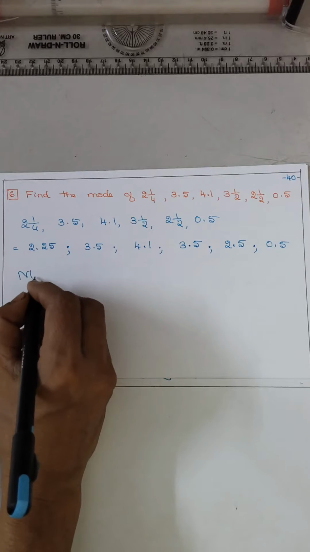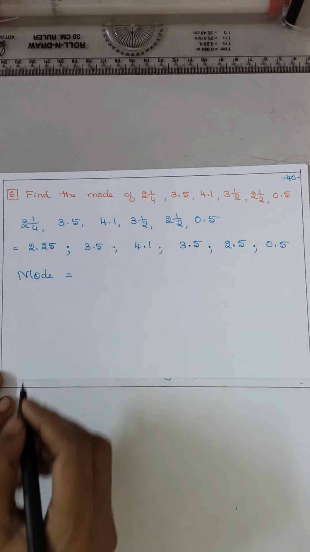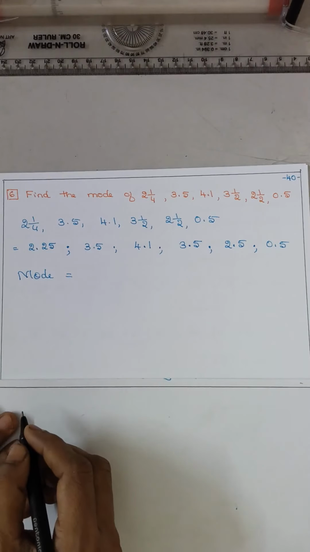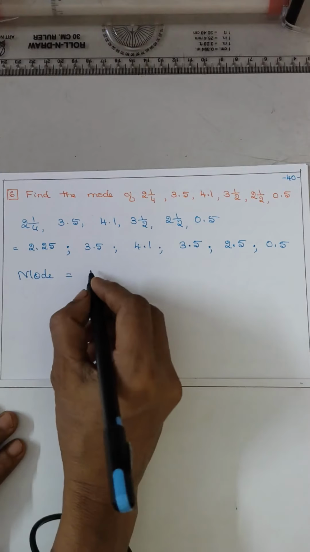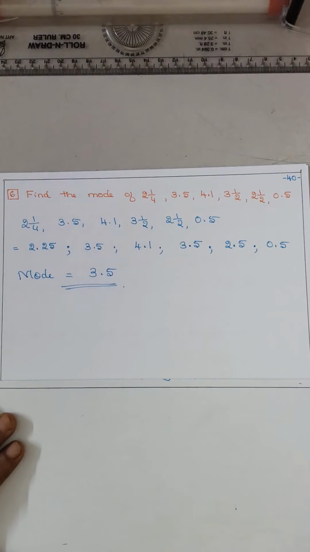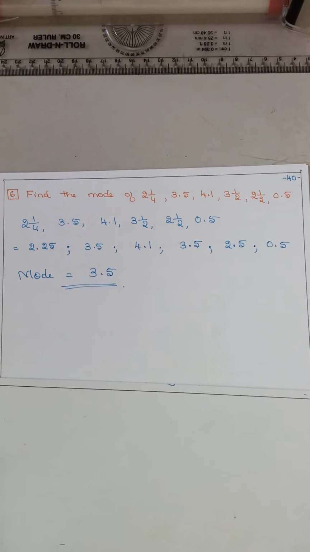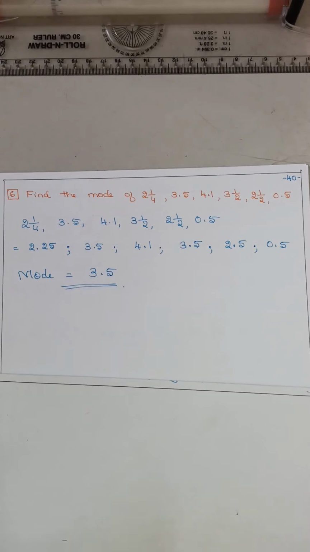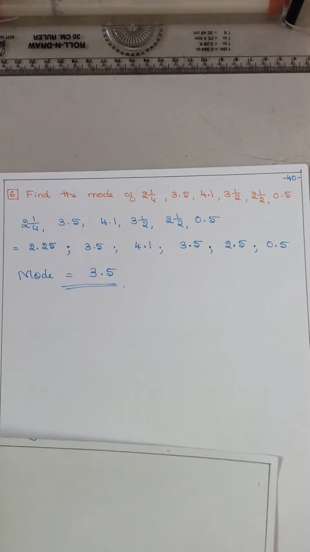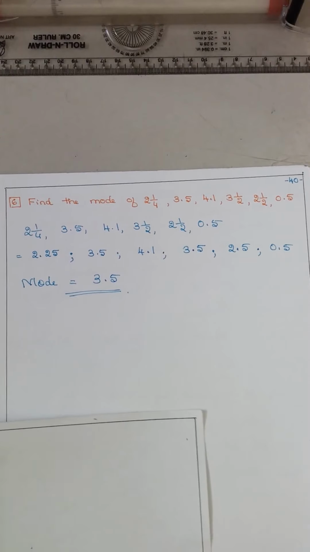Now for mode means what? More number of times which observation is repeated? It is 3.5. Hope you understood. So if it is a mixed number, convert into the decimal and see. Just you have to see which observation is repeated maximum number of times. That's all. Okay. That was question number 6.